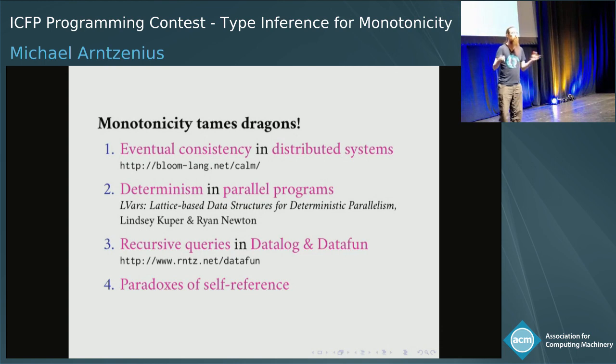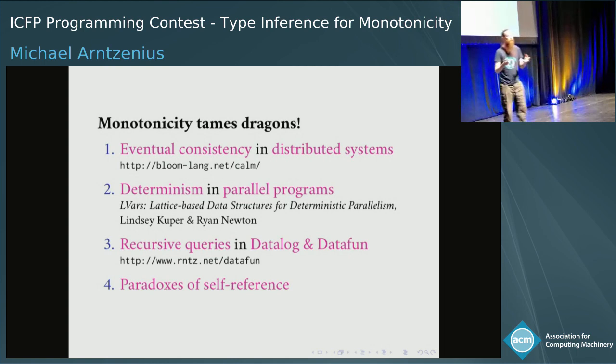So a bunch of people out in Berkeley have this idea called consistency of logical monotonicity. And what this amounts to is saying that if your program is monotone in a certain sense, it's much easier to prove that it's eventually consistent, which means if you're running this program on a distributed cluster of nodes, all of them eventually agree on the results. And that's a very nice property. And it can be very difficult to prove. Monotonicity makes it a lot easier.